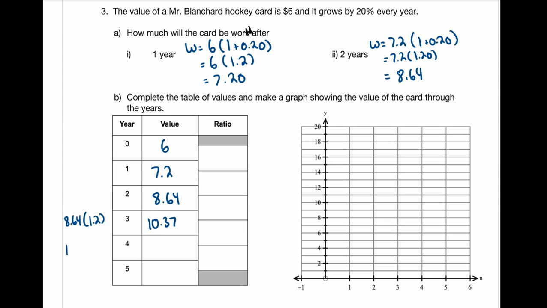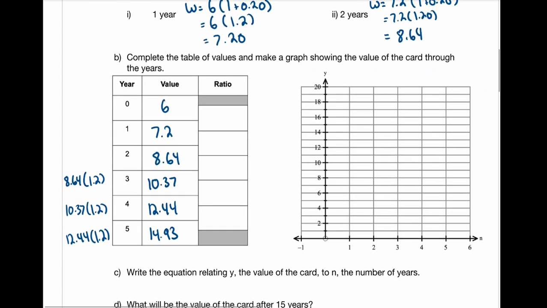4 years, again, I take the 10.37 times 1.2, and I get 12.44. 5 years, again, take the same thing, 12.44 times 1.2, and I get 14.93. So that is my values after 5 years, or for every year up to 5 years.